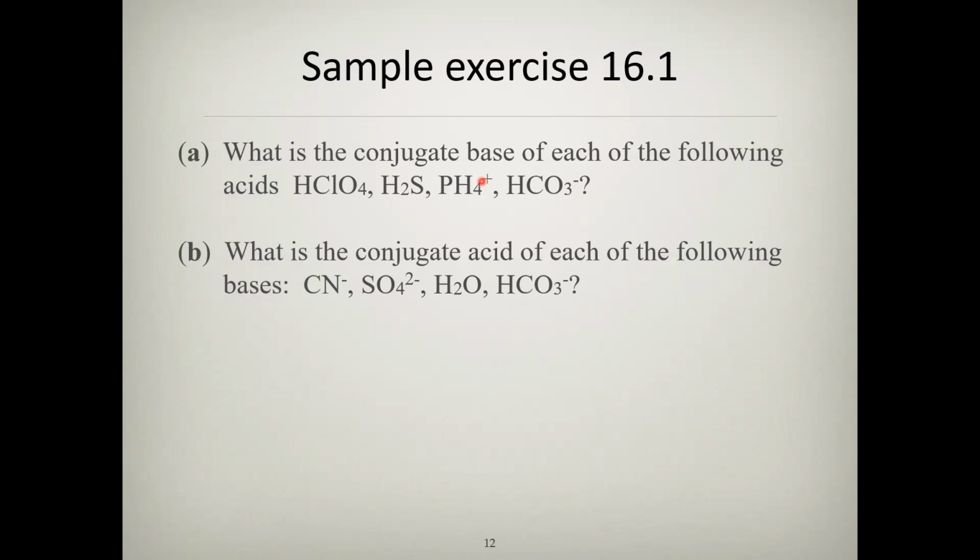So what we need to do is think about what an acid's going to do. Is it going to donate or accept a proton? And then we can change the formula accordingly. And then the same thing for the bases on the second 4, it's just going to be the reverse in that case. So take a moment to go through those on your own.